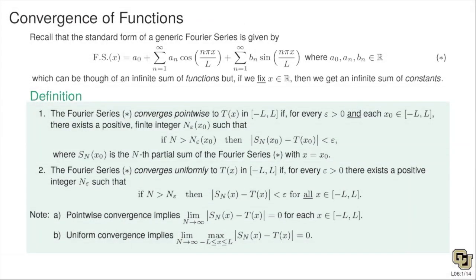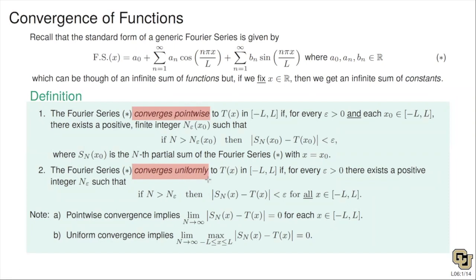Last time we talked about two different types of convergence. We have pointwise convergence versus uniform convergence. And one type of convergence is stronger than the other. The convergence we always talked about in Calc 2, just when we say convergence, that's pointwise convergence.